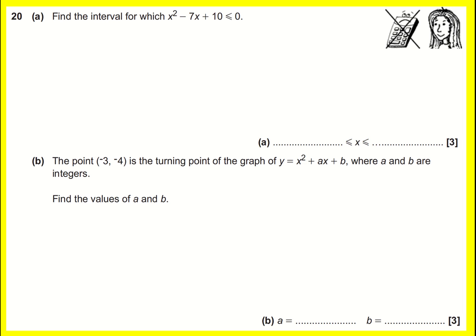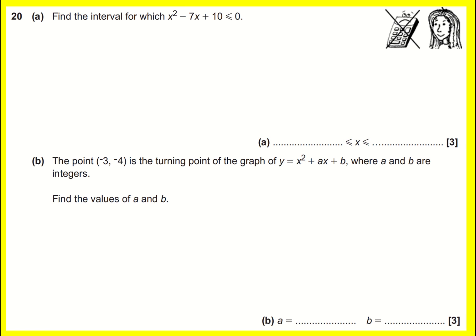Alrighty, the last question, and they throw together two of the most complicated topics at GCSE in this question, in my opinion anyway. First one is this one. It's a quadratic on the left, but it's got an inequality sign in. It is a quadratic inequality. How can we deal with this?